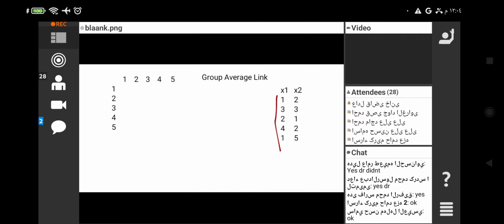Okay, in this method, I talked about it in the previous session, in the video. I said that in this method, when we want to calculate the distance between two clusters, we find the average of each cluster, and we get the distance between the averages. So if we have two clusters, we have to find the average of each of these clusters, and then we calculate the distance of these averages.